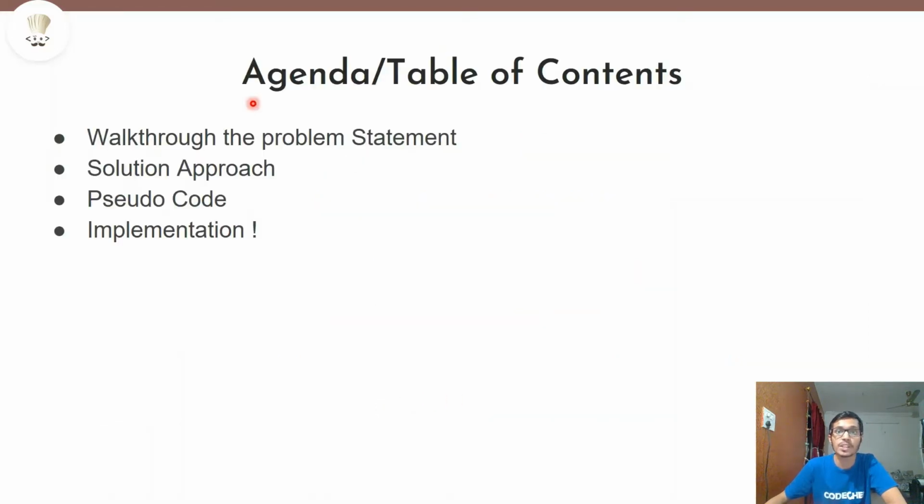Our agenda for today's video is going to be as follows. First, we will walk through the problem statement and try to understand what the problem is trying to say. Then, we will see the step-by-step solution and how to approach it, followed by the pseudocode and then implementing our code in C++.